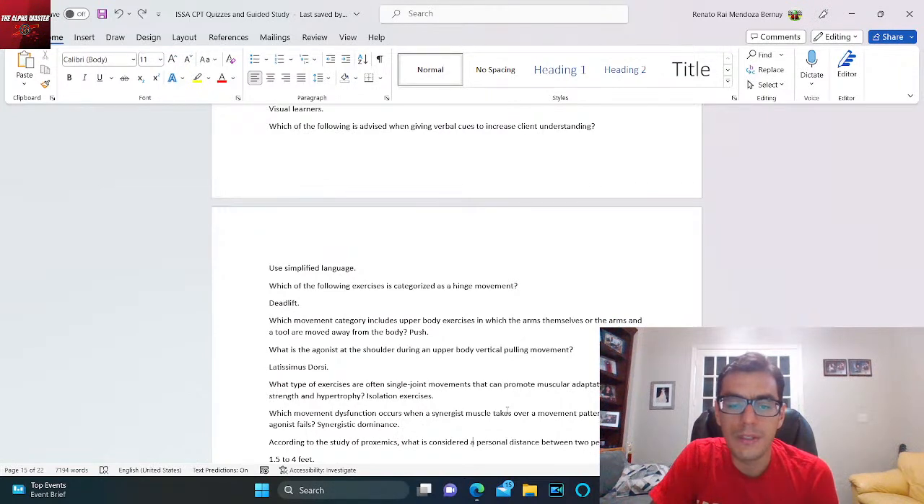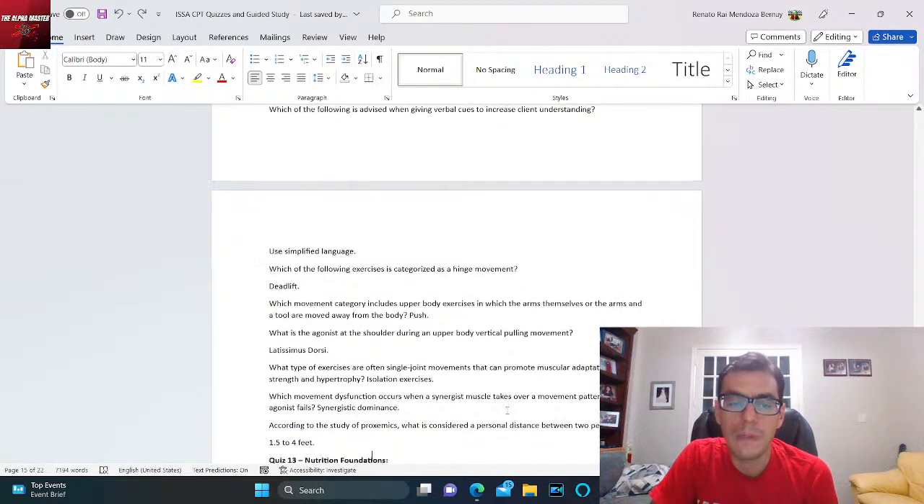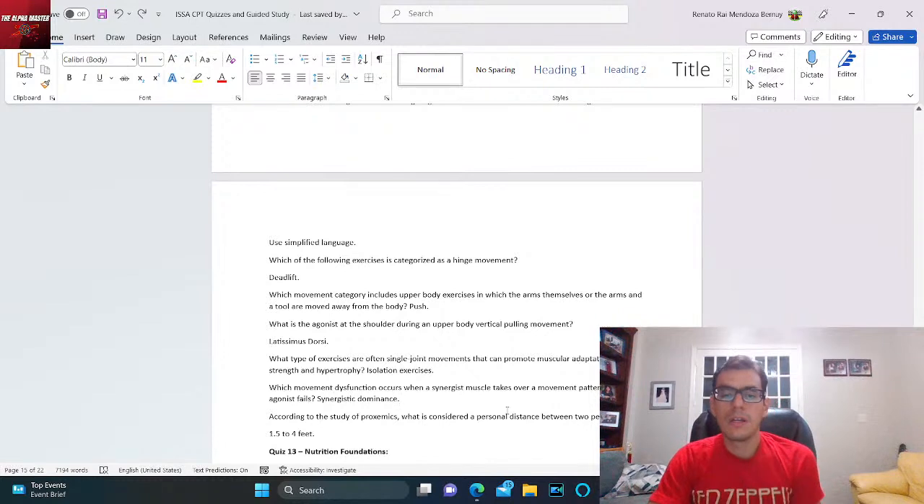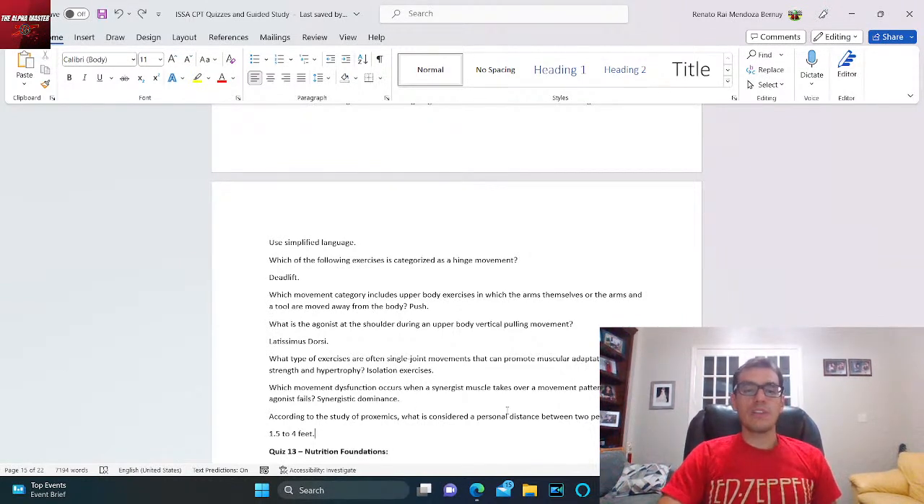According to the study of proxemics, what is considered a personal distance between two people? 1.5 to 4 feet. The personal distance between two people is going to be between 1.5 to 4 feet.